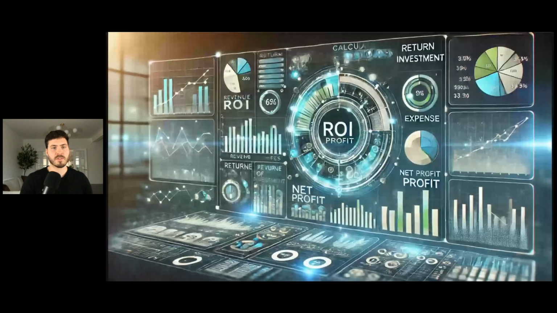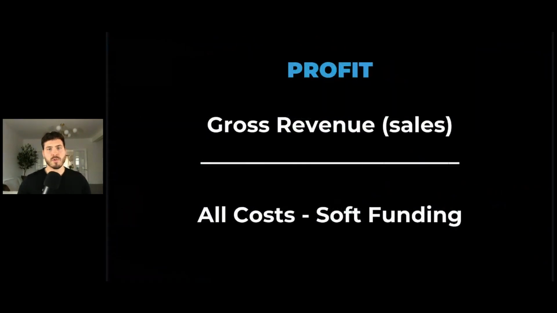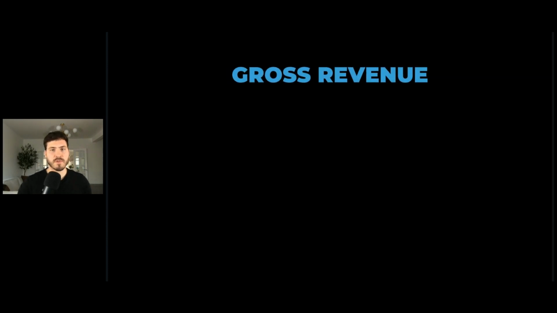How do private investors look at the return on their investment, and how do they calculate the potential profitability of your film? Well, first of all, we're going to need to take a look at the fact that your profit is essentially your gross revenue divided by all costs minus soft funding. And you have to look at all three elements, which very few filmmakers look at really in depth. So let's start off with the gross revenue, which is essentially going to be your sales projections.